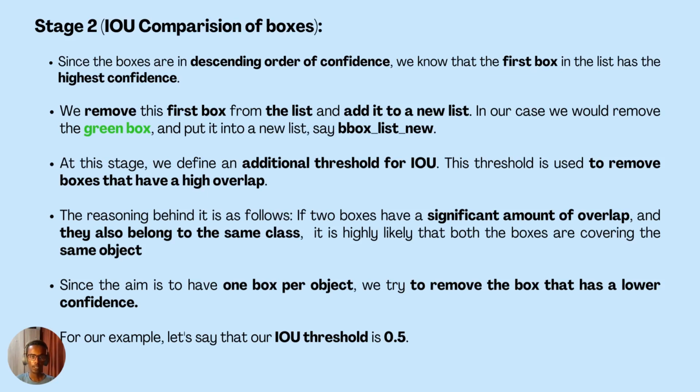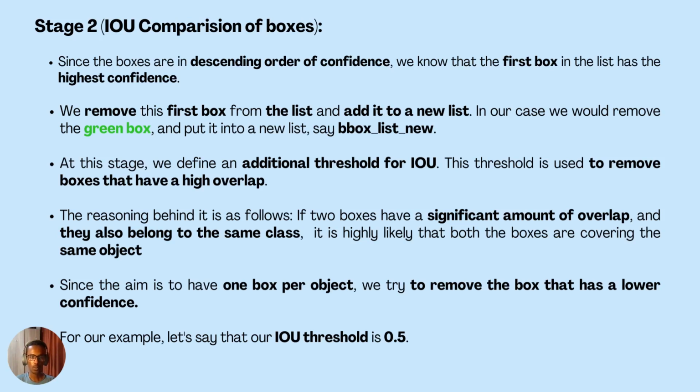The second stage is the comparison of the remaining boxes. Since the boxes are in descending order of the confidence, we know that the first box in the list has the highest confidence. We remove this first box from the list and add it to a new list. In our case, we would remove the green box and put it into a new list, let's say B box list new. And at this stage, we define an additional threshold.